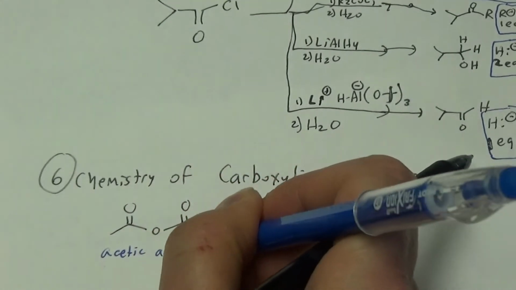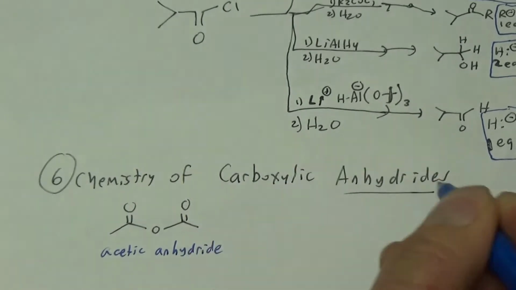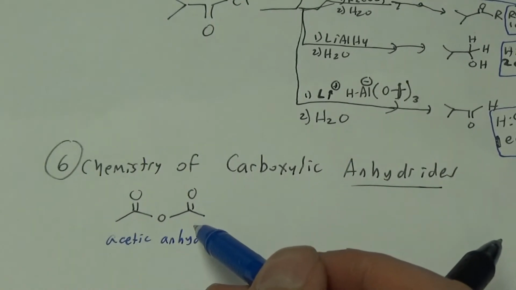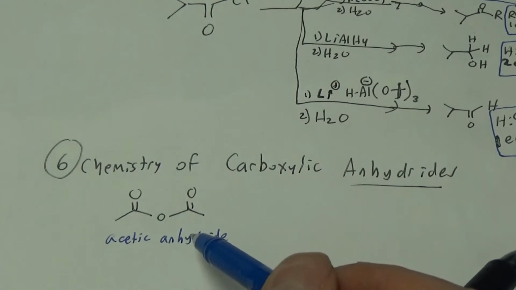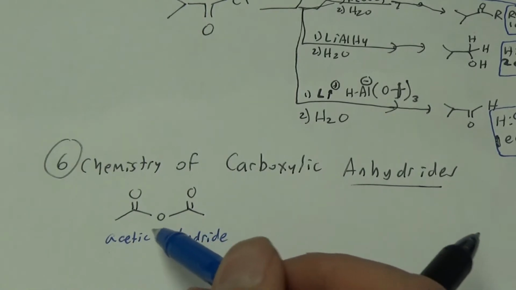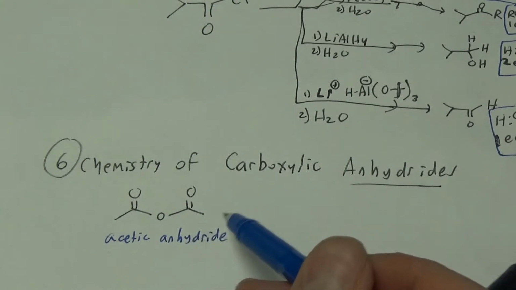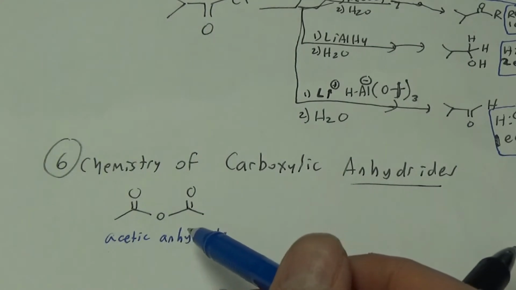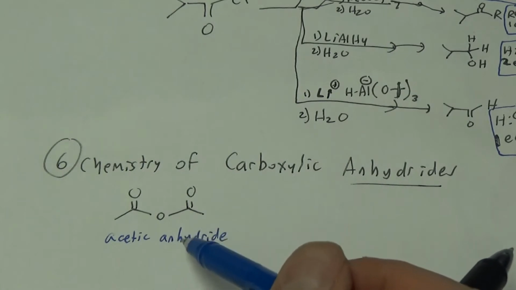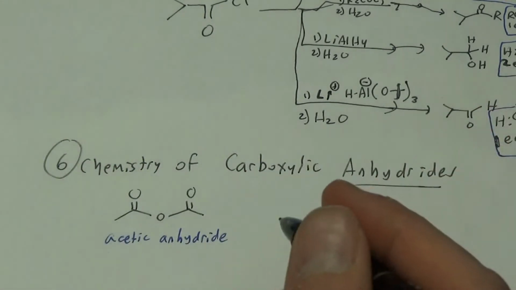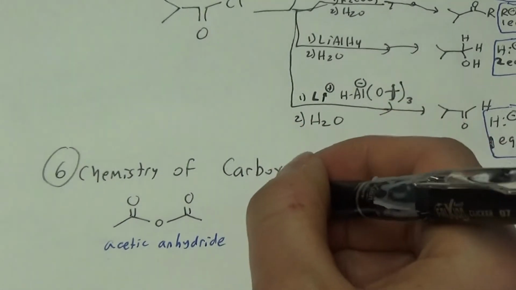I would make a bet, and I don't know the answer off the top of my head, that this is probably the most commonly produced anhydride on the planet. This is a very, very commonly used reagent. It's used to make aspirin and other chemicals. This is just a very common one. A couple others that are known.